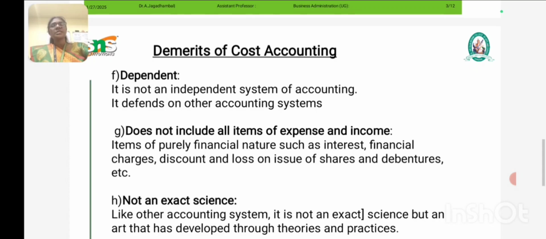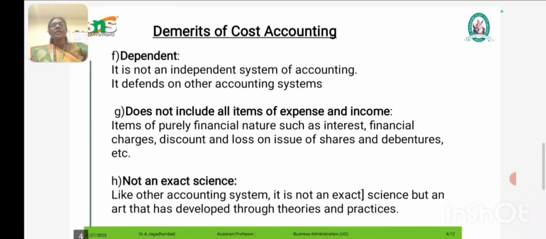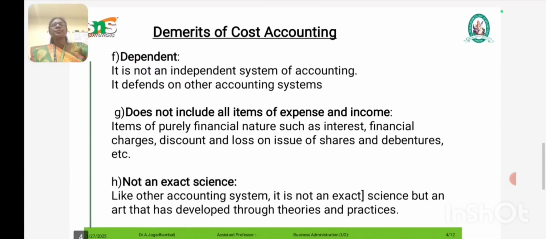The next disadvantage is that it does not include all items of expenses and income, because it is purely of a financial nature, such as interest, financial charges, discount and loss on issue of shares and debentures. These are not included in cost accounting, since they are purely financial in nature.